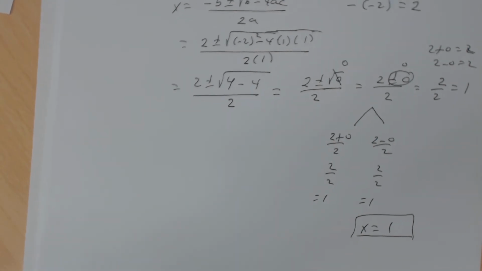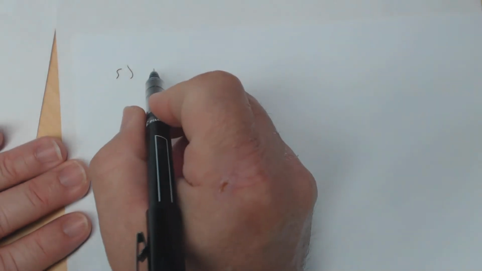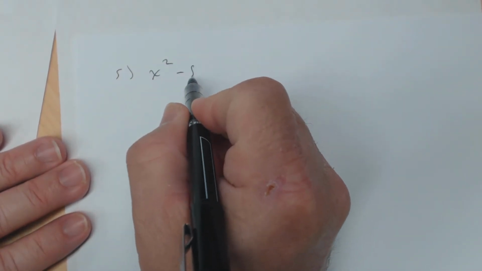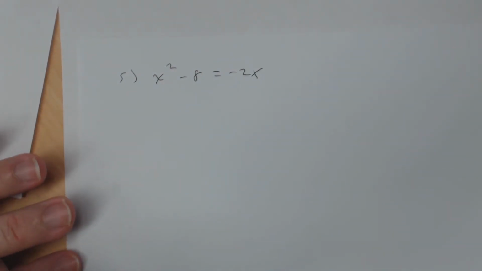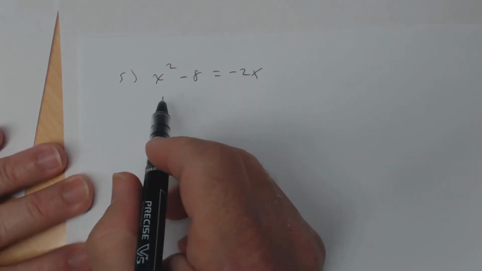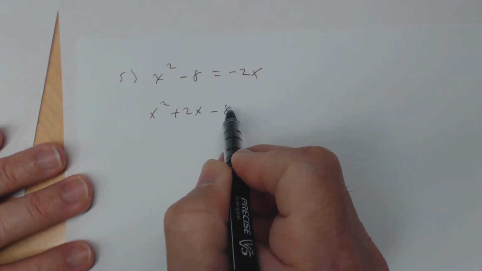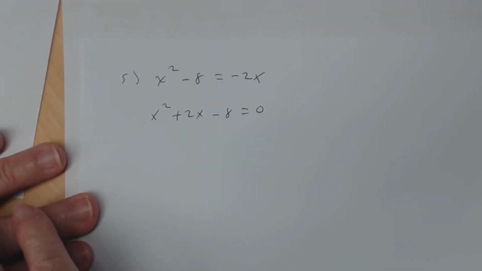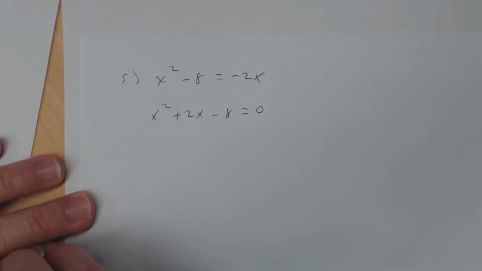Okay, and then finally number 5, let's suppose we had x squared minus 8 equals negative 2x. Alright, well, let's put it in standard form, and let's put it in descending order. So I'm going to get x squared plus 2x minus 8 equals 0.